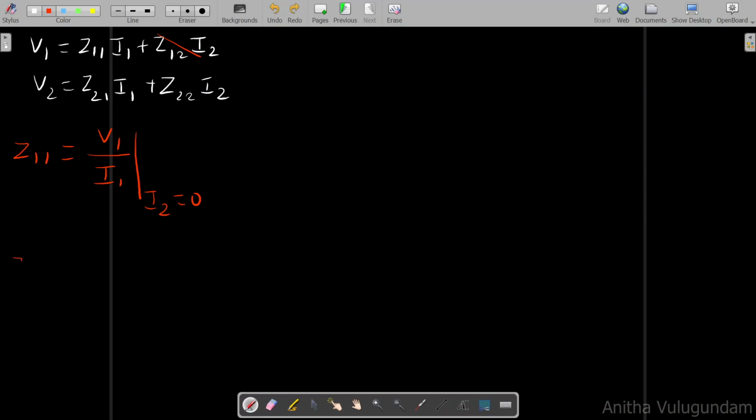Next, Z12. Similarly, we can write Z12 equal to V1 by I2. From this equation, V1 by I2 when I1 equal to 0.